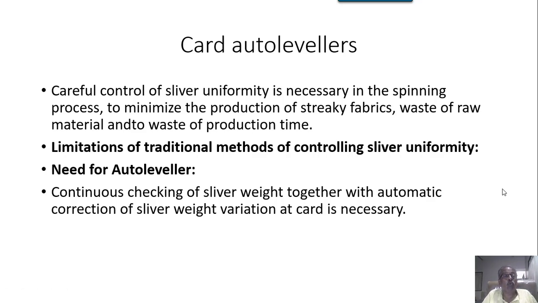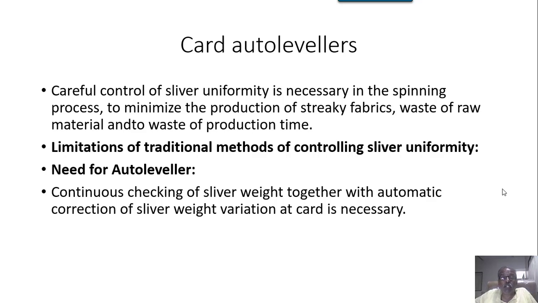Now we'll go through the card leveler again at a brisk pace. We are trying to produce the material. Earlier, in the beginning, I mentioned the necessity of auto levelers on the card. Careful selection and uniformity are necessary in the spinning department to minimize faulty fabrics, waste of raw material, and waste of production time. To minimize this, we are supposed to use auto levelers.